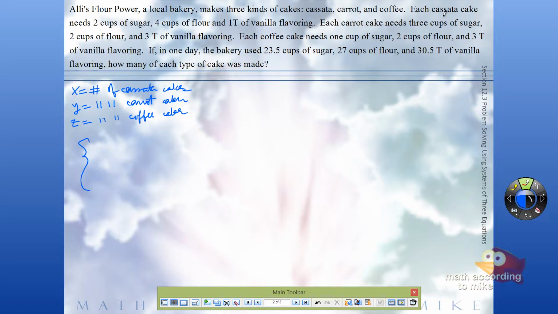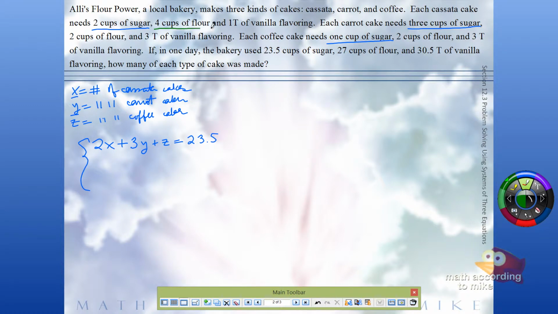Each casata cake uses 2 cups of sugar, and we have x casata cakes. 2x represents how many total cups are used of sugar from the casata cake. Each carrot cake needs 3 cups of sugar, and we have y carrot cakes. 3y. Each coffee cake uses 1 cup of sugar, and we have z coffee cakes. 1z. And how much total sugar do we have? We have 23.5 cups. So you don't have to write the units because it's cups equals cups, and that's all we need. Next up, flour.